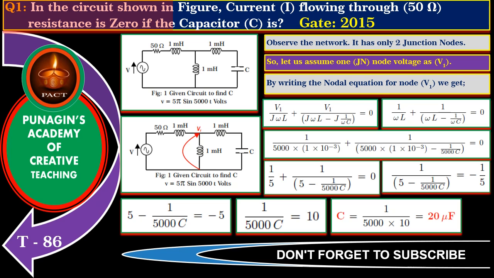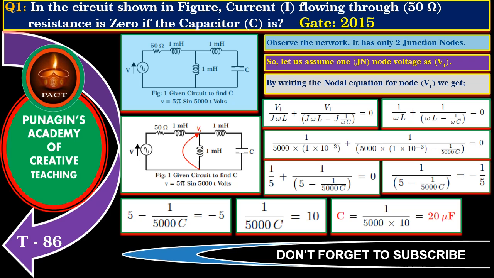Friends, first let us solve question 1 in which we are required to find the value of C if current through 50 ohm resistance is 0. This is the important information given. Please note. Further, the supply voltage given is V is equal to 5 pi sine 5000 t. From this equation, we get omega is equal to 5000 radians per second.